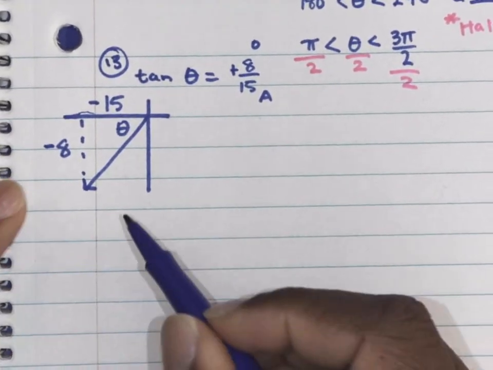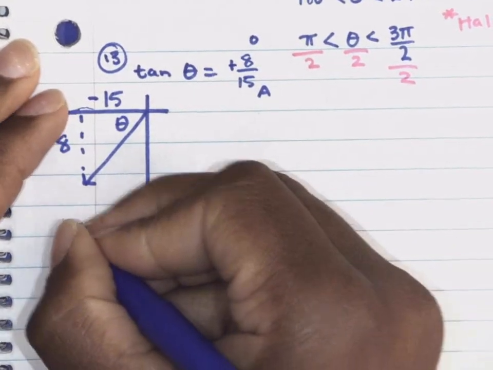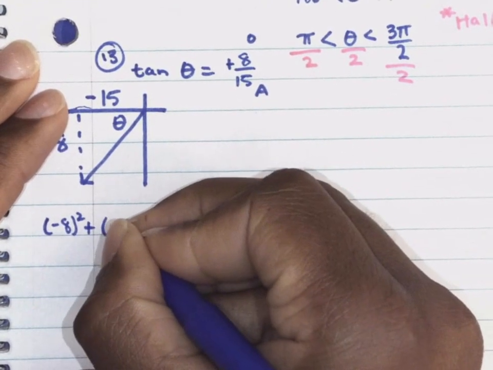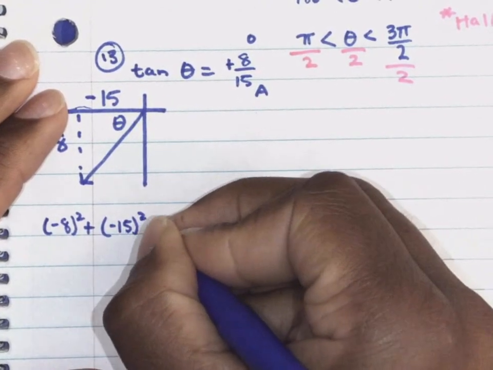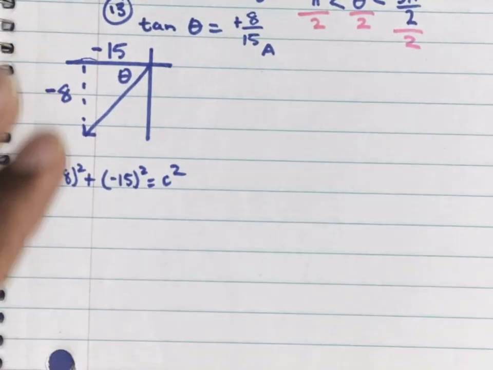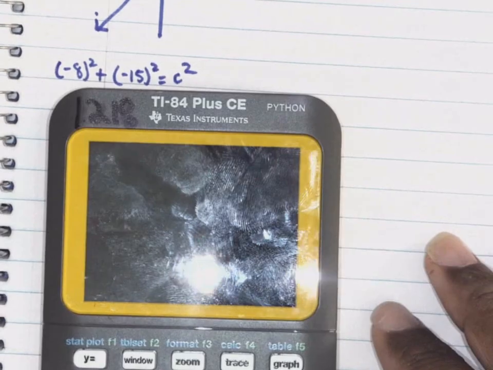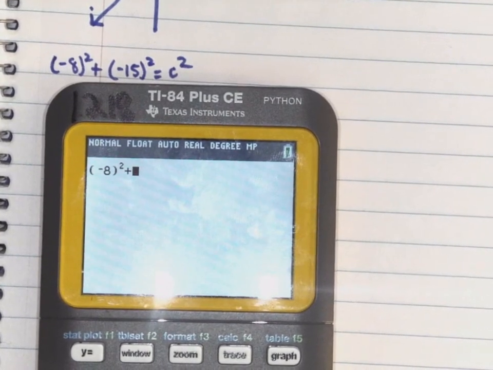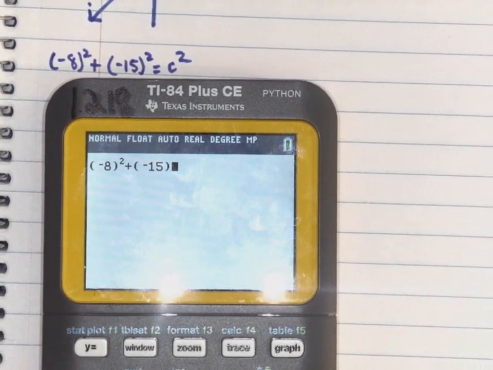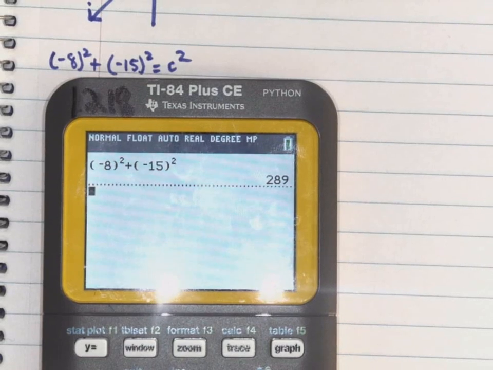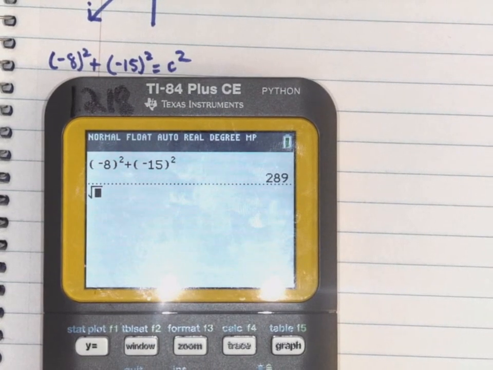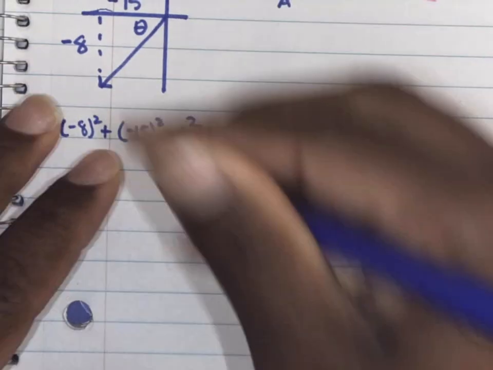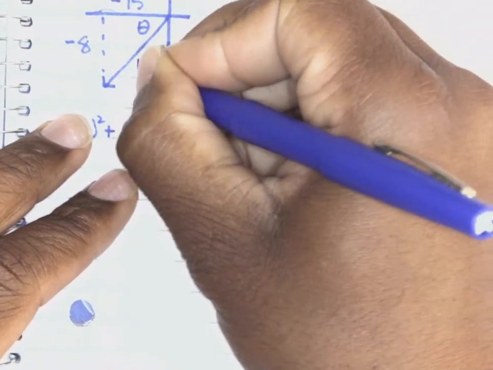Let's find the missing side of this right triangle, which is the hypotenuse. So we got -8 squared plus -15 squared equals c squared. I'll use my calculator for this one. So we got -8 squared plus -15 squared, which equals 289. I'll take the square root of that, and I get 17. The missing side is positive 17.